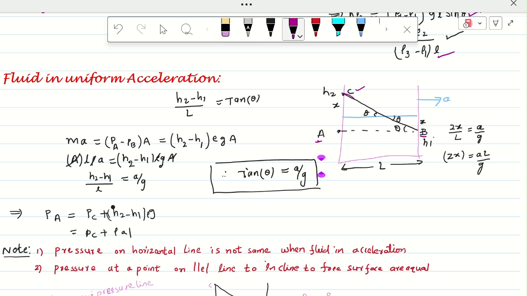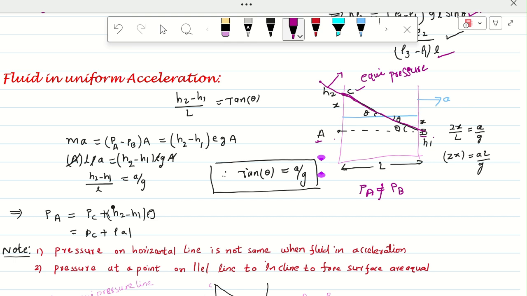Now this line here we will call the free surface line. And this line is also called the equipressure line. I am going to prove that. If you remember, I said the equipressure line is horizontal, the pressure is the same along the horizontal, one of the properties of static fluid. But here it is accelerating. So pressure at A is not equal to pressure at B. Even though those two points are on the same horizontal plane, pressure at A is not equal to pressure at B, because it is accelerating. That is one point.